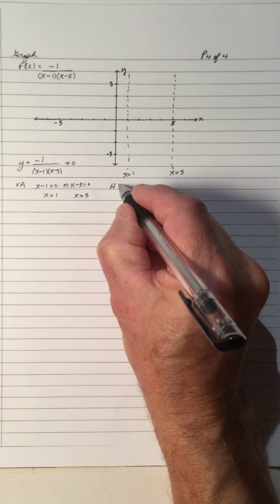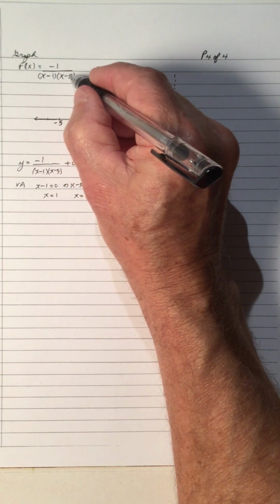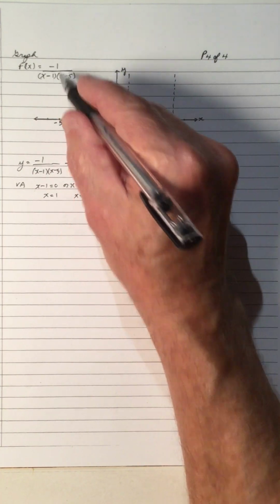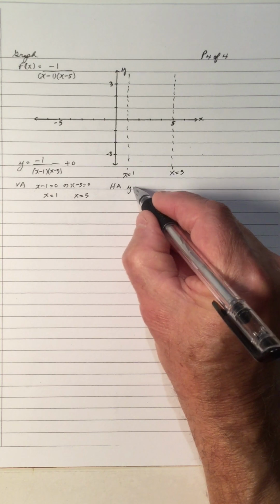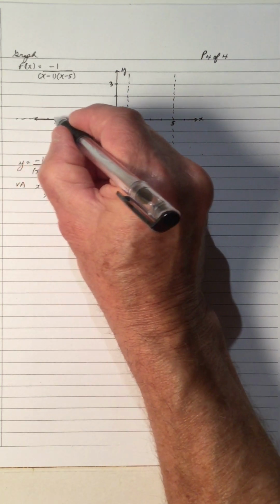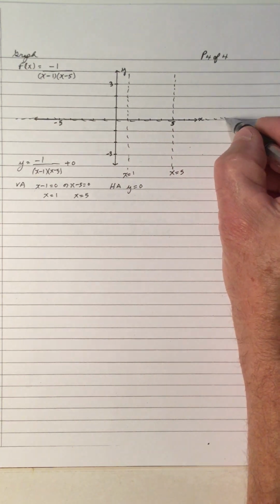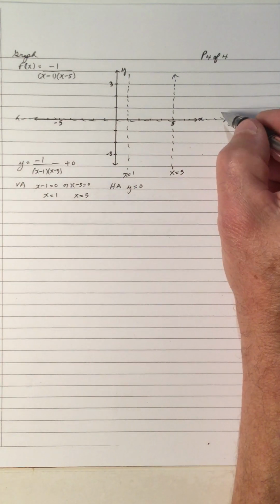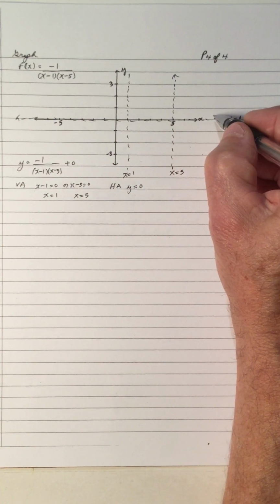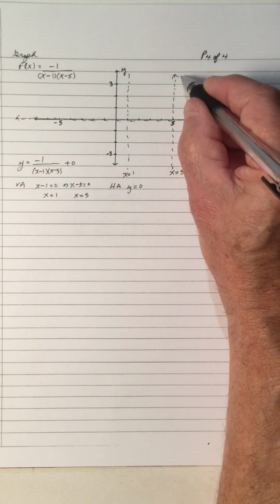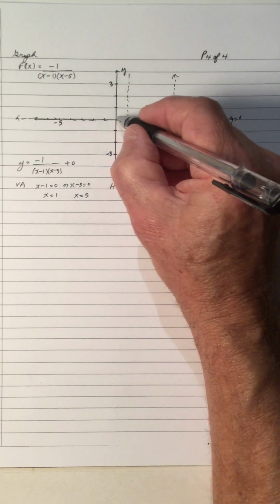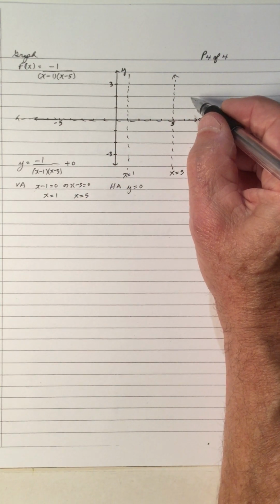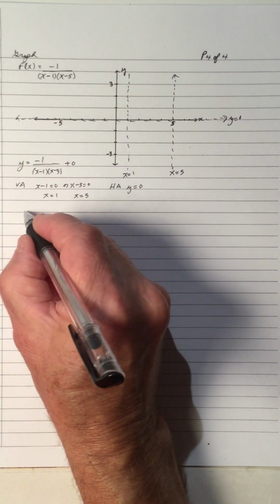And the horizontal asymptote: as x goes to infinity, this fraction goes to 0. That means the horizontal asymptote is y equals 0. There it is, y equals 0. So it's going to go along by this asymptote. As it goes to infinity, then it will go to 0. Again, is it here or is it here? And here, is it up here or is it down here? We'll check. Let's see. So let's find the y-intercepts.